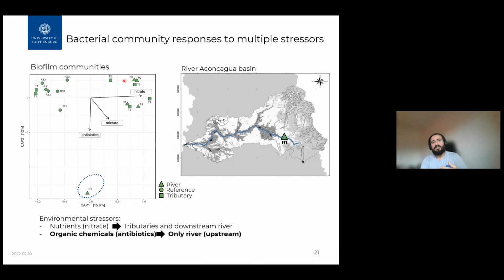We conducted the same analysis now on the biofilm community, and the analysis shows us that for this set of samples, there are 3 main environmental variables explaining the variation in our samples. And again, we can see here that antibiotics are a really strong correlate, explaining the variance of our sampling site R1. So what is consistent in our results is that antibiotics explain very well the observed variance in River site 1 for both sediment and biofilm communities.